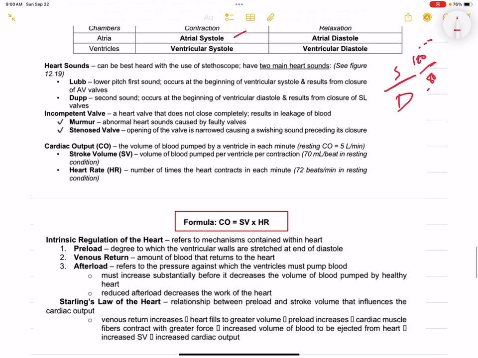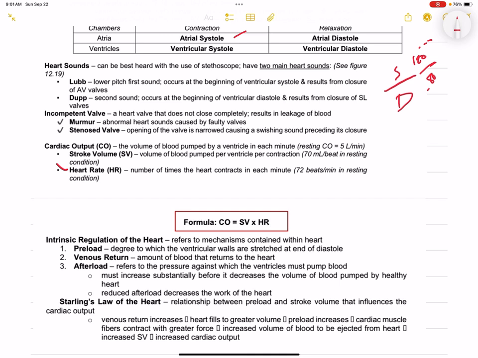So, we have cardiac output. The cardiac output is the volume of blood pumped by a ventricle each minute. Okay? So, we have stroke volume and heart rate. Stroke volume is SV, heart rate is HR. Stroke volume is the volume of blood pumped per ventricle per contraction, and heart rate is the number of times the heart contracts in each minute. Okay, so if you notice, when you are nervous, your heart beats faster, and your heart rate is high.